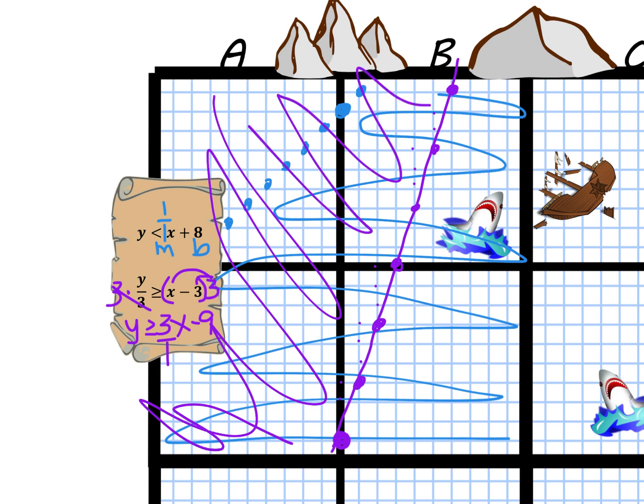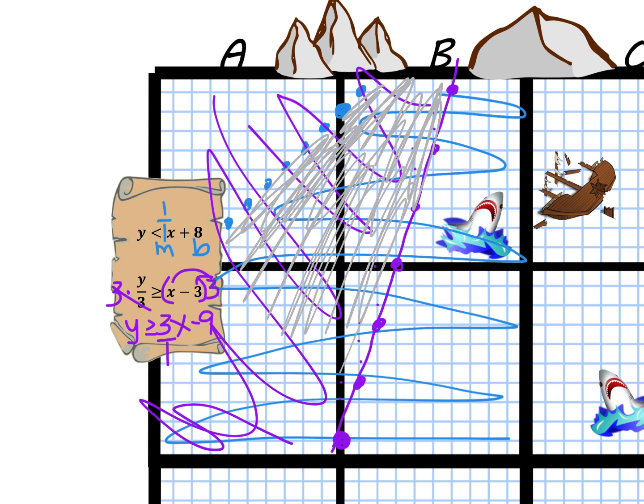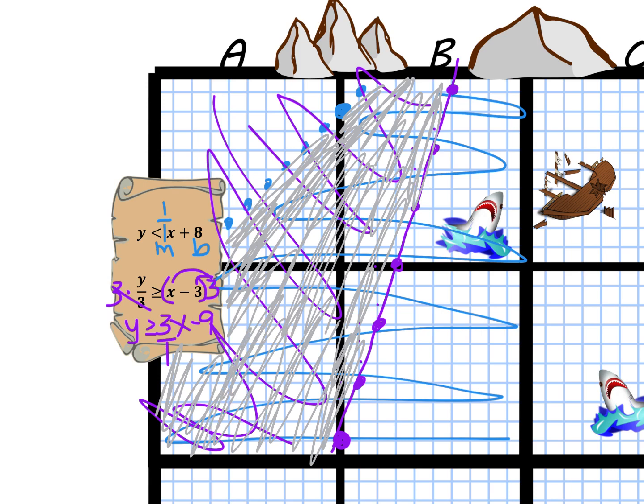All right. So the solution to this system of inequalities is actually where both shading is happening. So the area where it's blue and purple, that's the solution. So this is the part that I want to make dark. Okay, let's do gray. Alright, so I'm going to shade in the area that was purple and blue. That is where my solution set is.